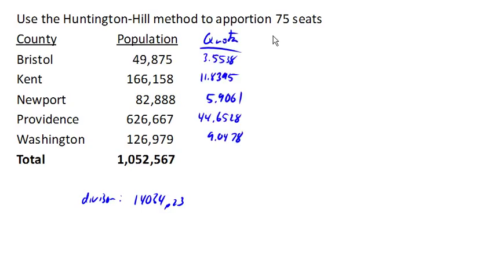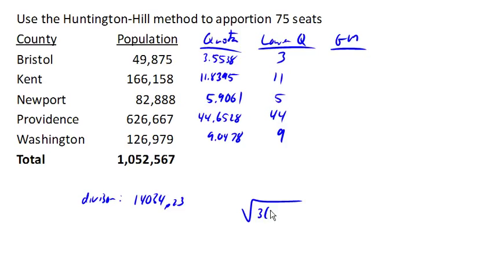Now from those, we find our lower quota, which remember is just the round down value, and then our geometric mean, which remember is the square root of our number times the number plus 1. So our geometric means here are 3.46, 11.49, 5.48, 44.50, and 9.49. And so in our initial allocation, remember we compare the quota to the geometric mean.